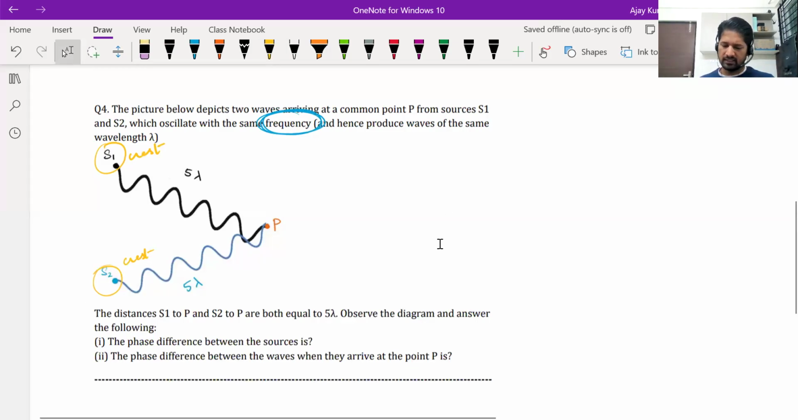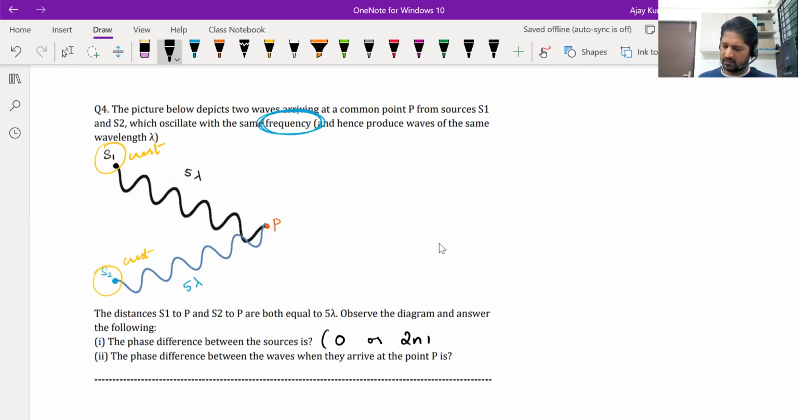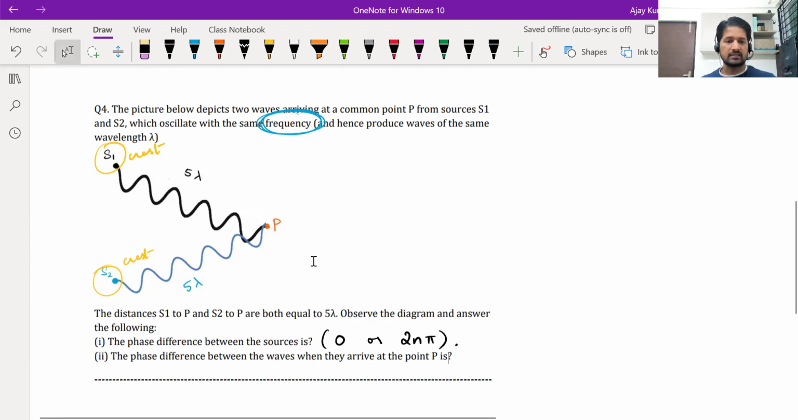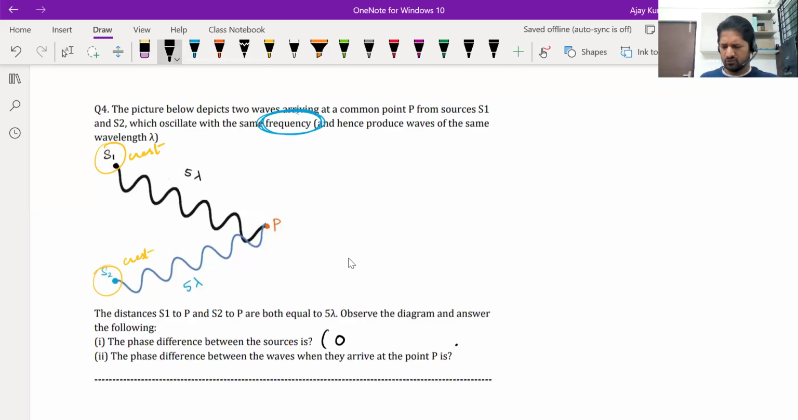So here they are oscillating in phase, so the phase difference between the sources, you can take 0, or any even multiple of pi can be taken. That is what we mean by being in phase. Next, the phase difference between the waves when they arrive at the point P is. Now, assume that two sources have 0 phase difference. Usually when two sources are in the same phase, we assume the phase difference is 0. We don't take 2 pi and all.